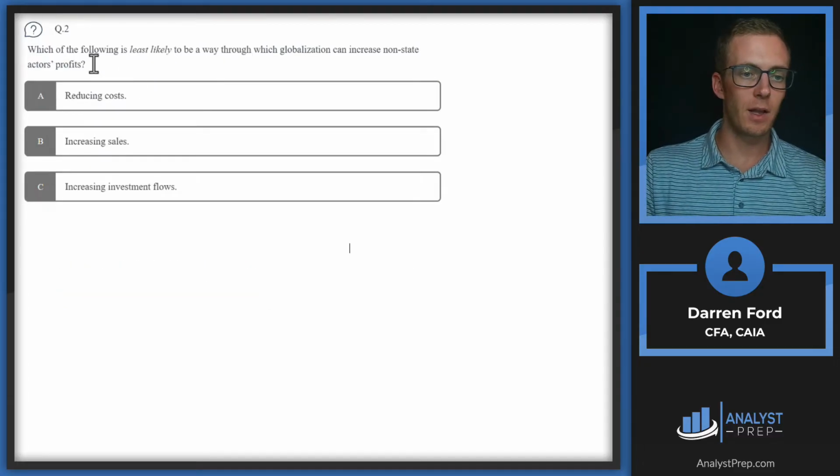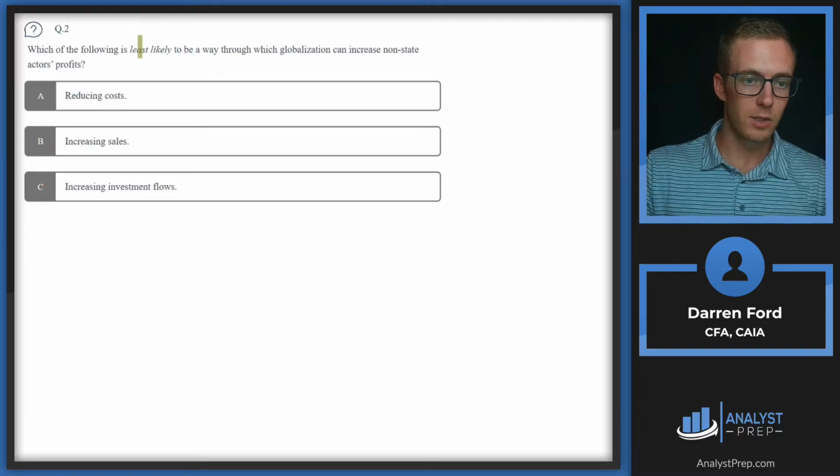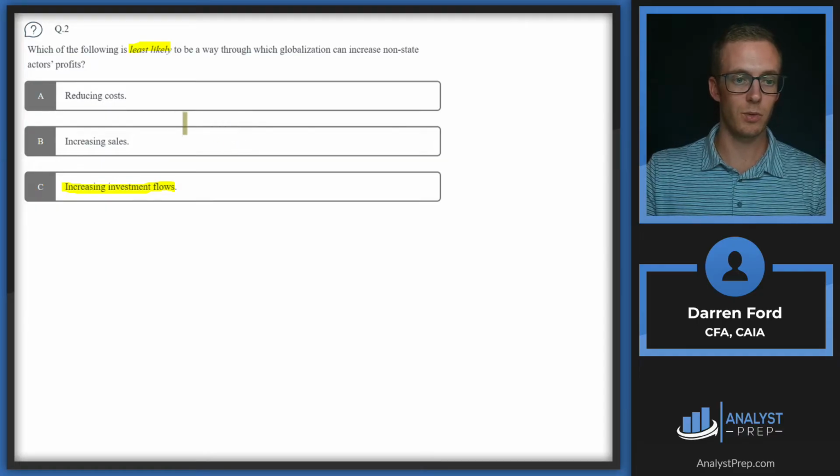Question 2. Which of the following is least likely to be a way through which globalization can increase non-state actors' profits? So the keyword here is least likely, so 2 of these are going to be answers that would increase profits. We've got A, reducing costs, B, increasing sales, or C, increasing investment flows. A and B, reducing costs and increasing sales, are going to pretty directly lead to increased profits right away. I think you could potentially make the case for increasing investment flows increasing profits more over the long term, as investment comes into the country and that capital is used to do answers A or B. But since it's the least direct way, we will choose answer C.